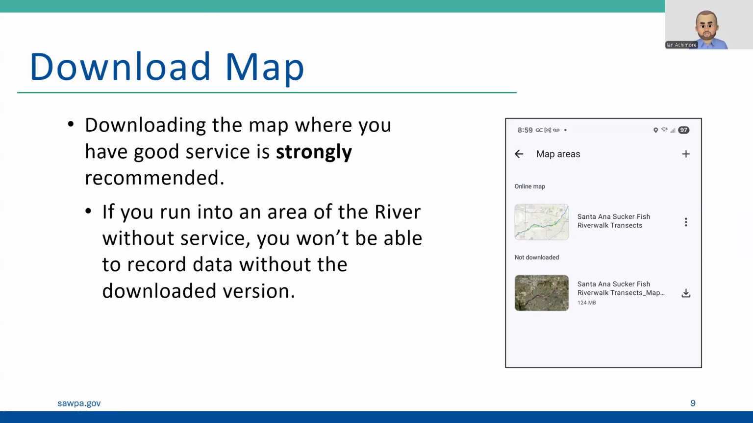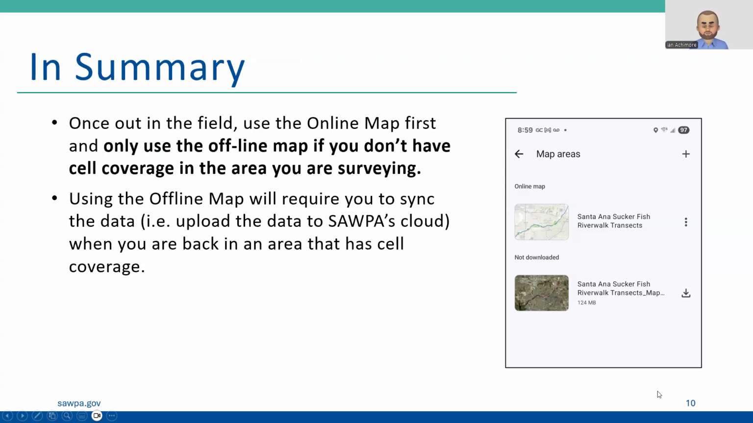It's because if you run into an area of the river without service, you won't be able to record data by just using the online version. Essentially, this will disappear if you run into an area of the river without service. You'll be able to pull up the app, but under map areas, you won't see the online version. If you run out of service and you have downloaded the information on the Riverwalk, you'll be able to still use the offline version. So that'll be a great thing for you. So you'll still be able to record data.